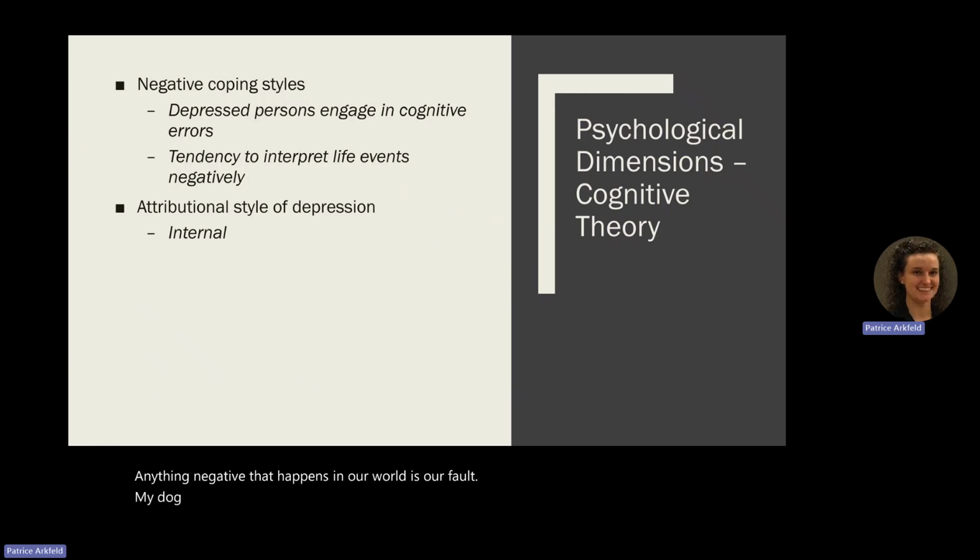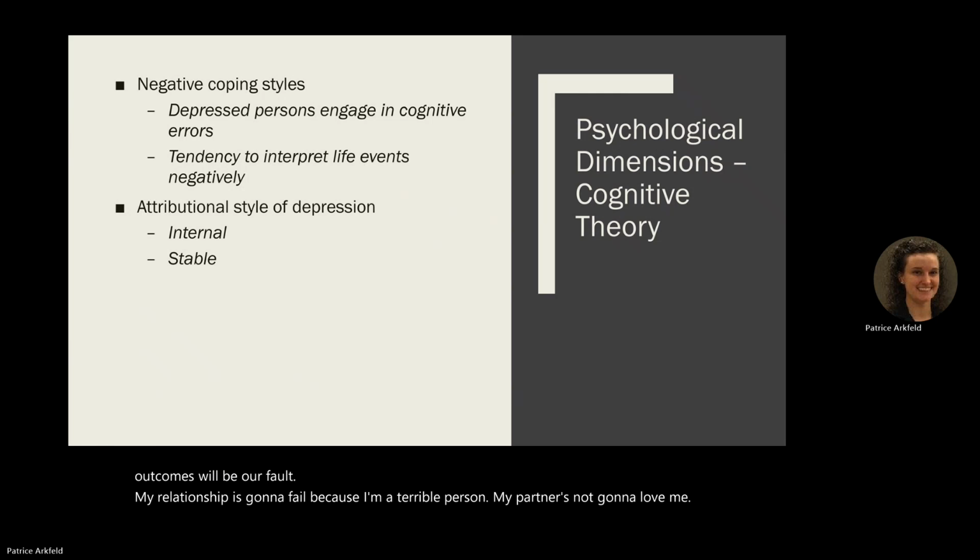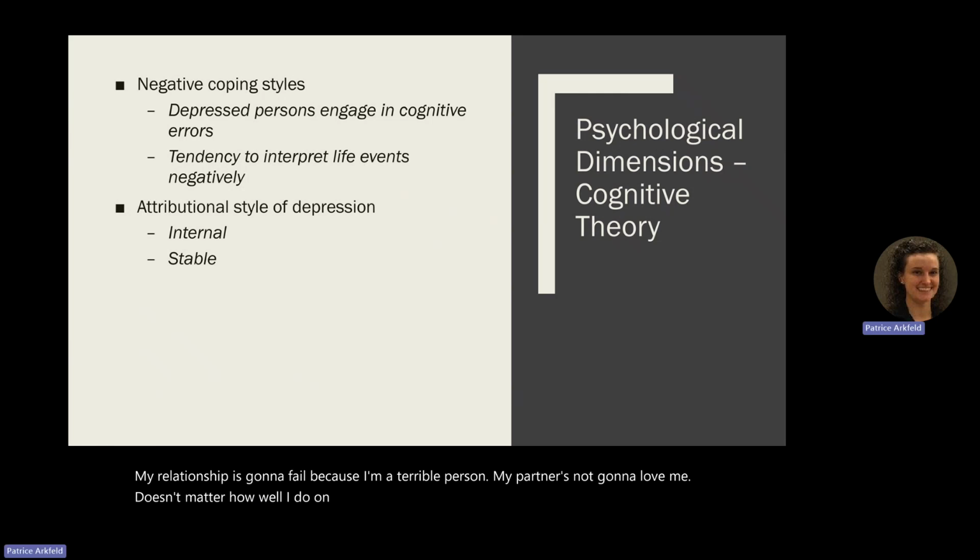My dog got hurt because I wasn't there to protect him. I failed an exam because I'm a terrible person. This negative attribution relating it to self, that's why it's internal. We also have what's called stable attributions, which are believing that future negative outcomes will be our fault. My relationship is going to fail because I'm a terrible person. My partner's not going to love me. Doesn't matter how well I do on these exams because I'm still going to fail and it's going to be my fault and I'm going to drop out of college. So these stable ones are looking towards the future.